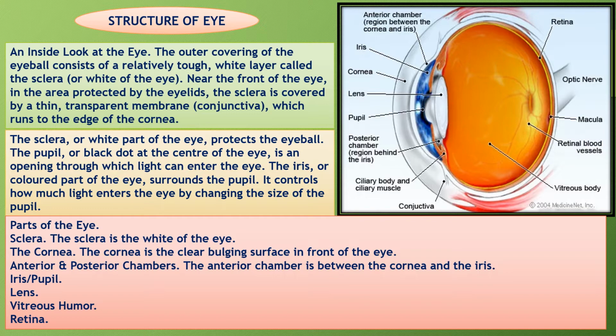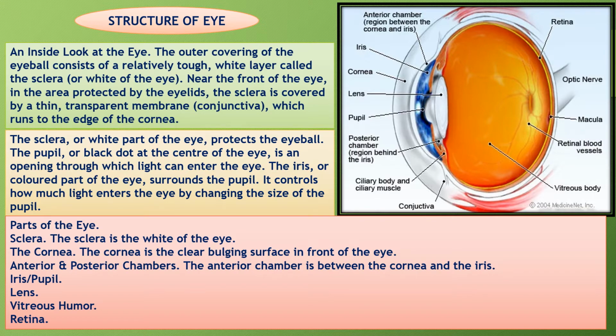The pupil or black dot at the center of the eye is an opening through which light can enter the eye. The iris or colored part of the eye surrounds the pupil. It controls how much light enters the eye by changing the size of the pupil. Now, there is a brief discussion about parts of the eye.